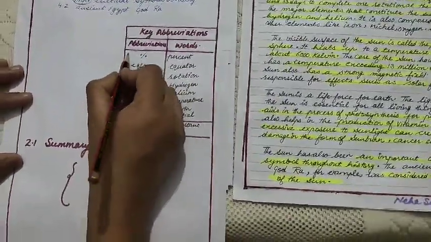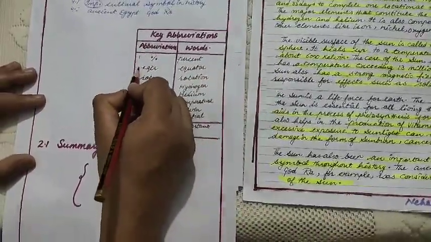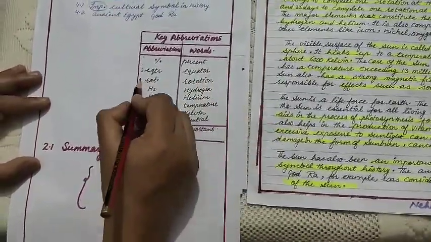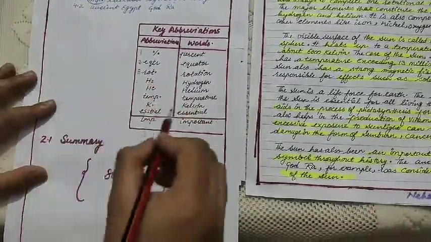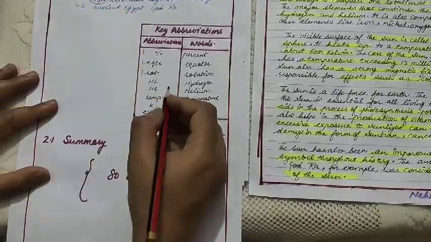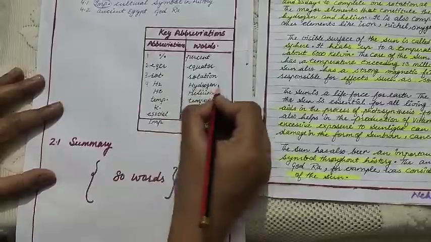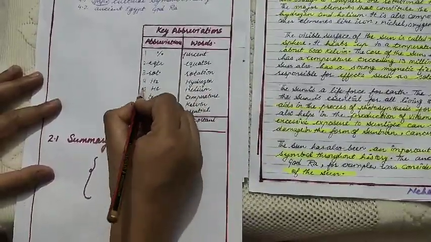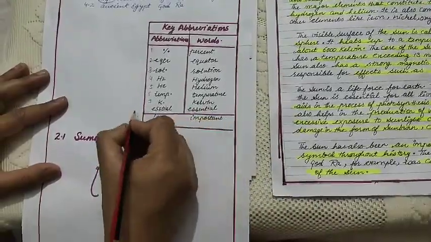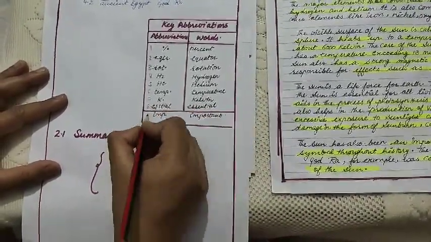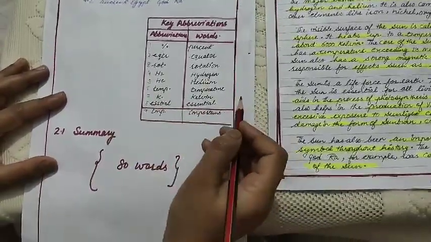Like the first one I have taken here, the percentage sign, that is a symbol, right? So percent. Number 2 is equator. So you have written here. Third one is rotation. That's why I am saying keep on underlining, keep on circling or keep on numbering over there. Fourth one is hydrogen. I have taken this symbol. Fifth one is helium. Sixth one is temperature. Seventh one is Kelvin. Eighth one is essential. And ninth one is important. So only 5 to 6 you have to use in your paper.